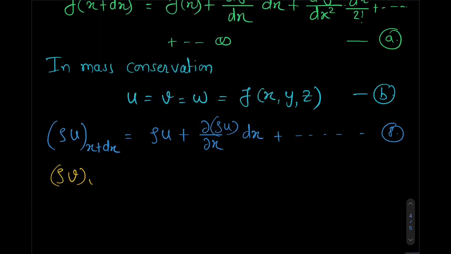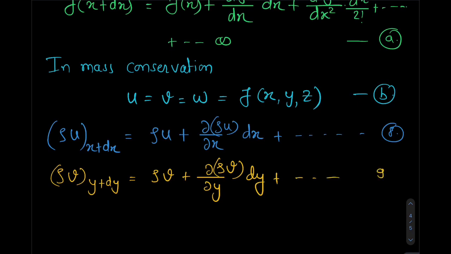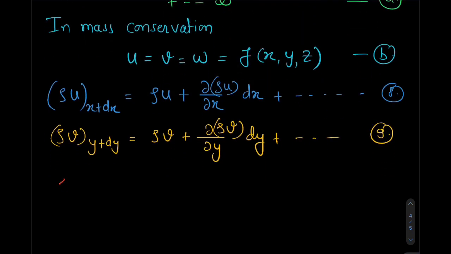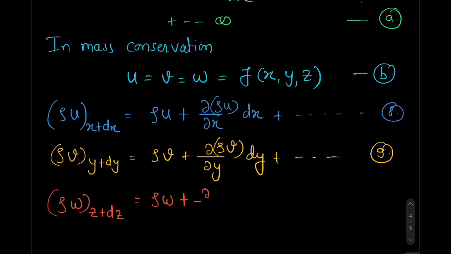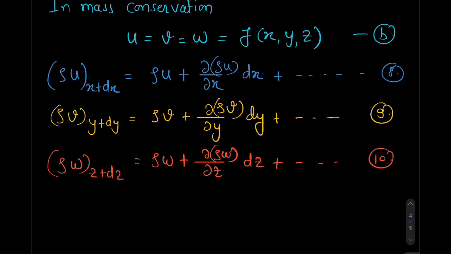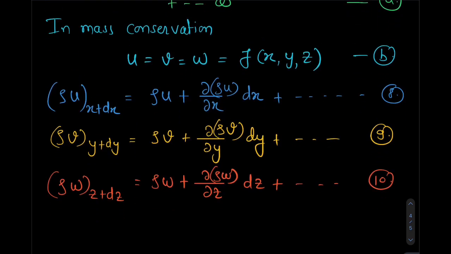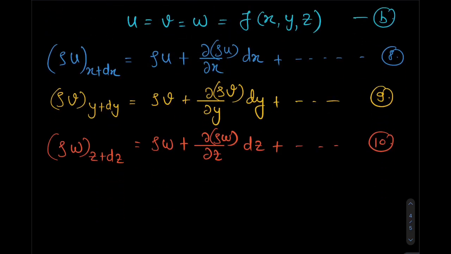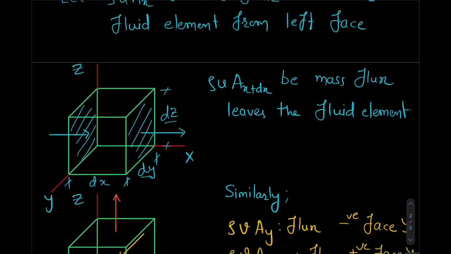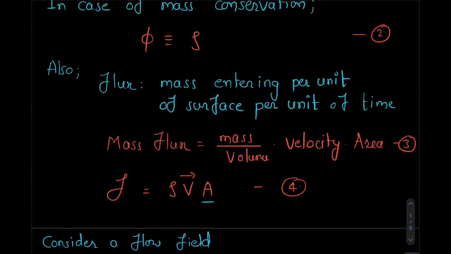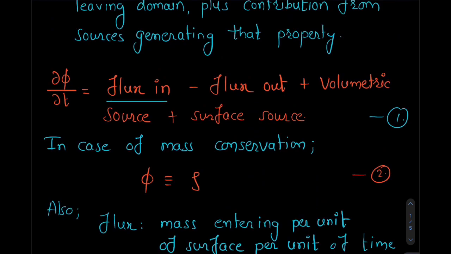Similarly, rho v at y plus dy will be rho v plus partial over partial y of rho v into dy plus so on. Similarly, rho w at z plus dz is rho w plus partial over partial z of rho w into dz plus so on. Higher order terms we usually ignore because of small, ignorable lengths, dx squared, dy squared and so on. We have already said the dimension is infinitesimal.